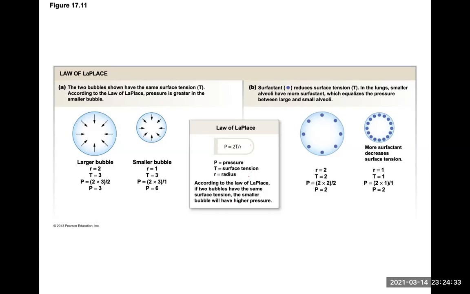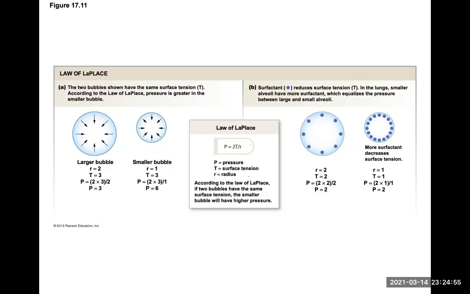tension and the radius. So what that says is it's comparing small alveoli to large alveoli of the same tension. The pressure will be greater on the smaller one, which means that you're going to have to work harder to expand the small alveoli.